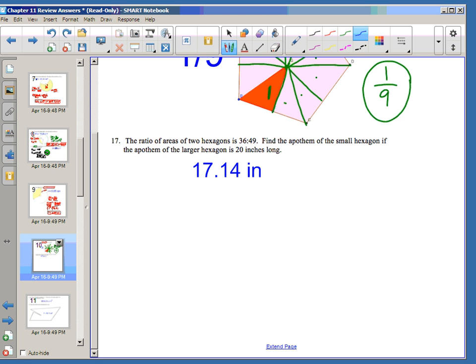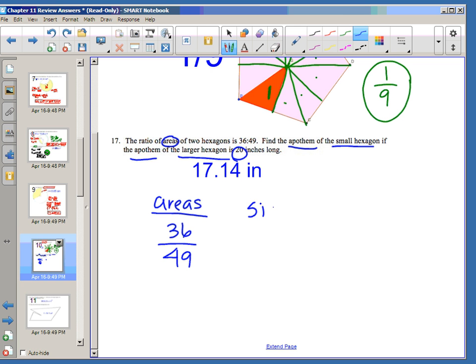All right, and we're in the home stretch. 3 questions left, and I'm really not going to do the last one because you know my skills on the measuring tools with the smartboard aren't very great. So the ratio of areas of 2 hexagons is 36 to 49. Find the apothem of the small one if I know the apothem of the large one is 20. So the key thing first is I know the ratio of the areas is 36 to 49. And I'm going to write it as a fraction instead of the colon in between.